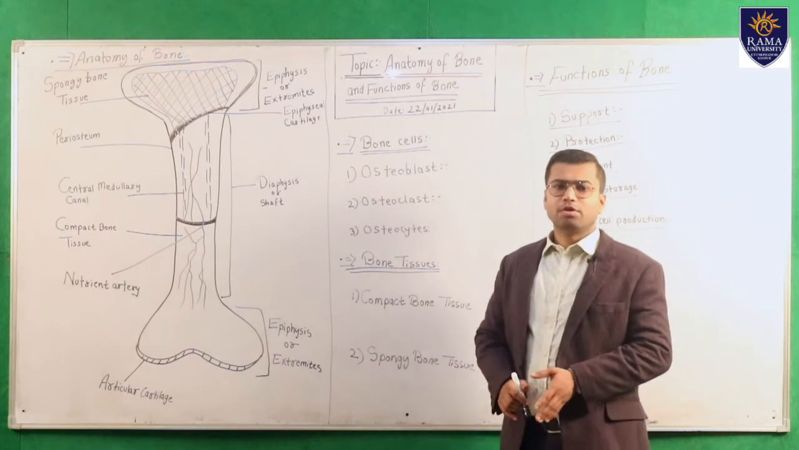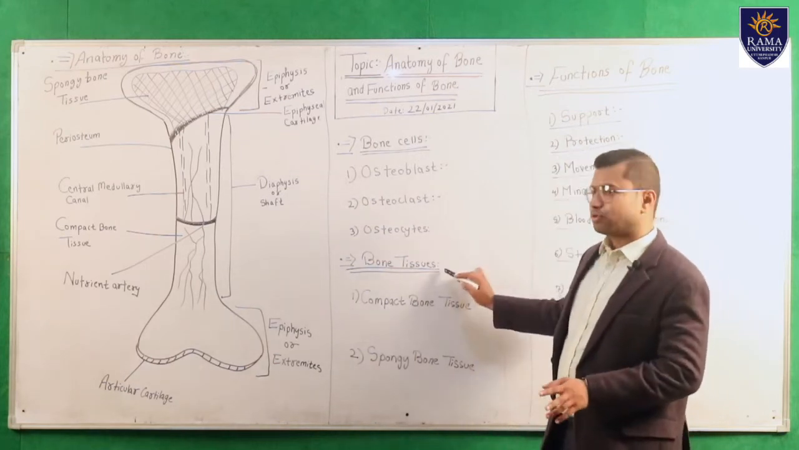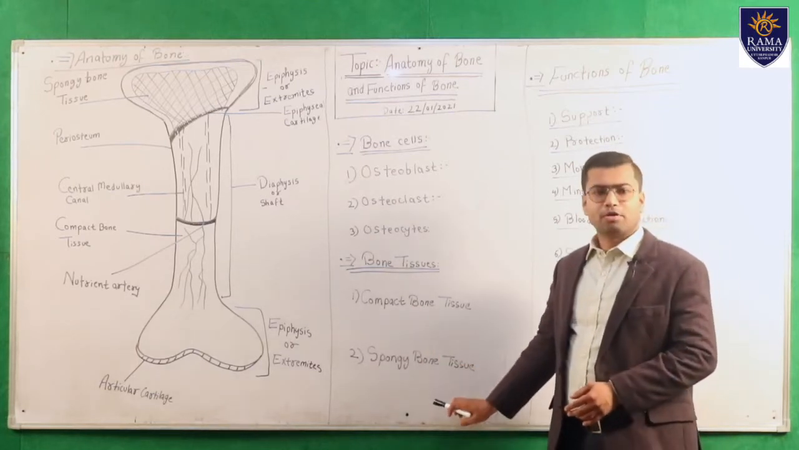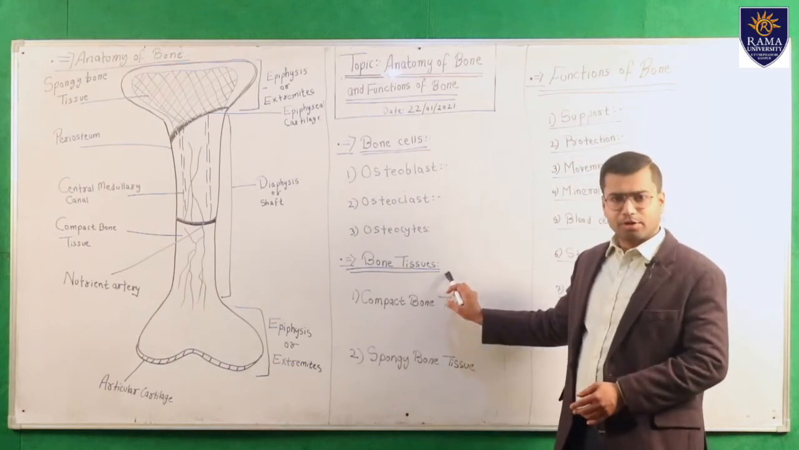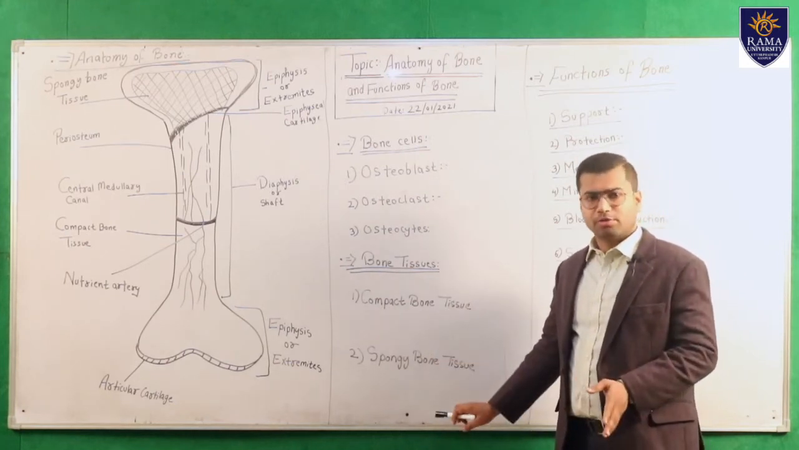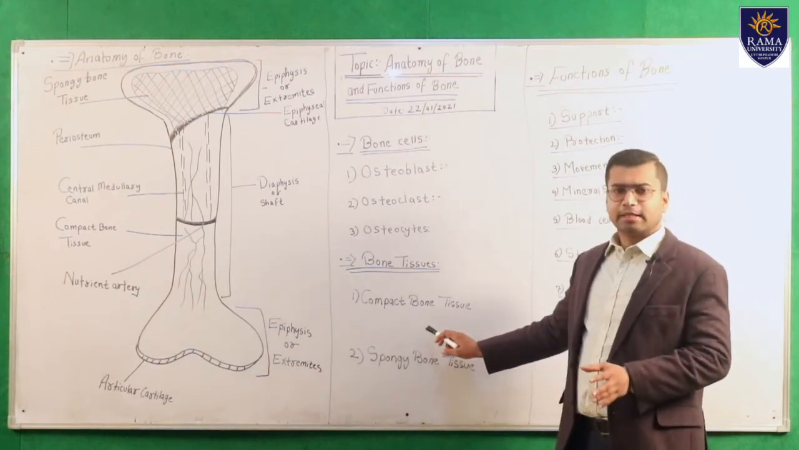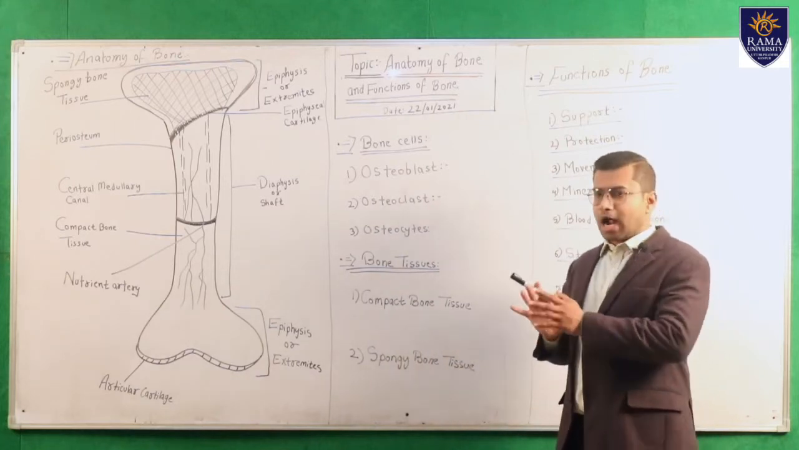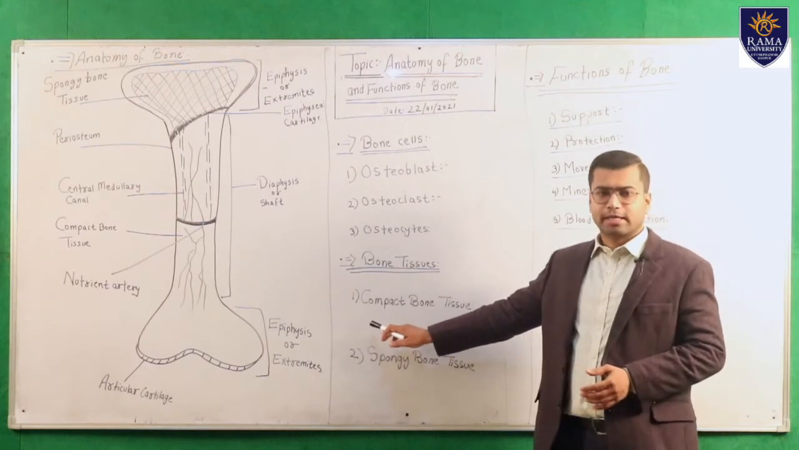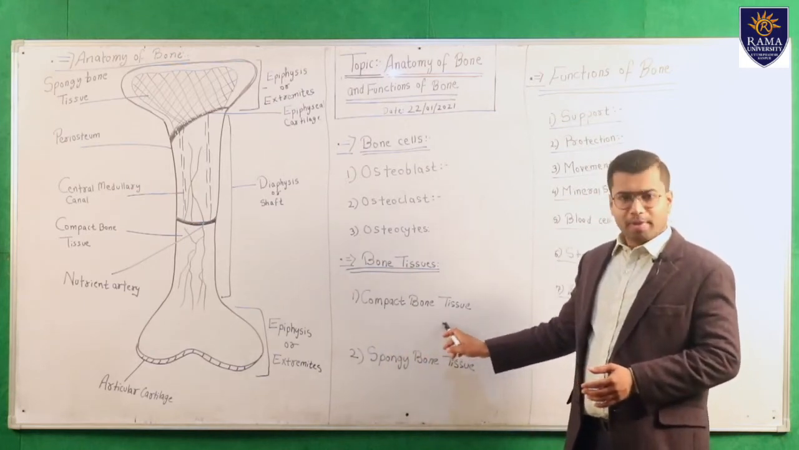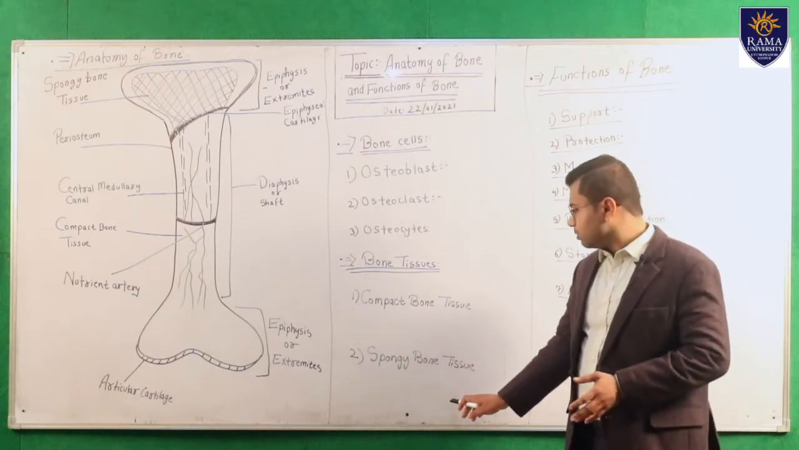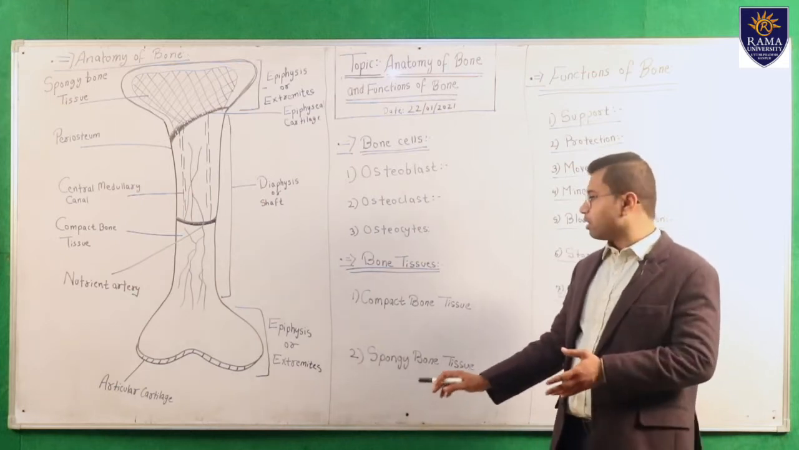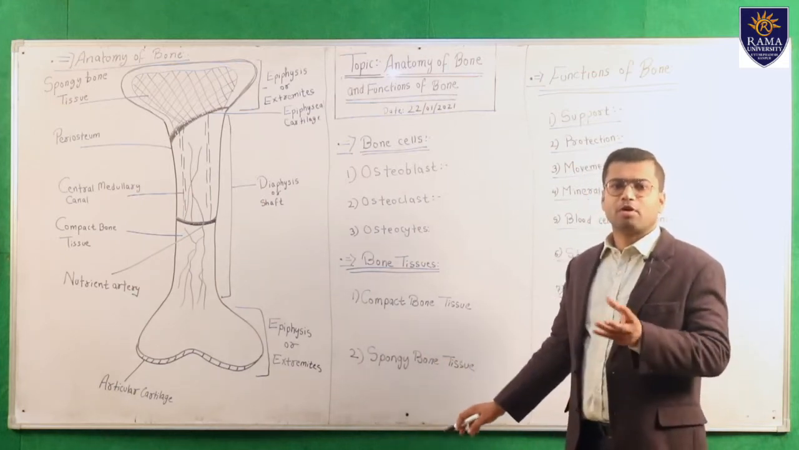Then we will see about the bone tissues. The bone is mainly composed of two types of tissues: the first one is compact bone tissue and the other is spongy bone tissue. Eighty percent of the bone constituent is compact bone tissue. It is hard in nature. Next we will see the spongy bone tissue. The remaining 20% of the constituent is spongy bone tissue. It is somewhat lighter than the compact bone tissue and it is spongy in nature.